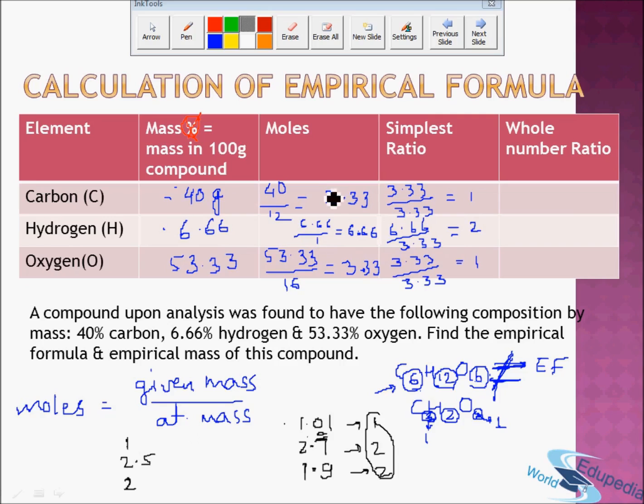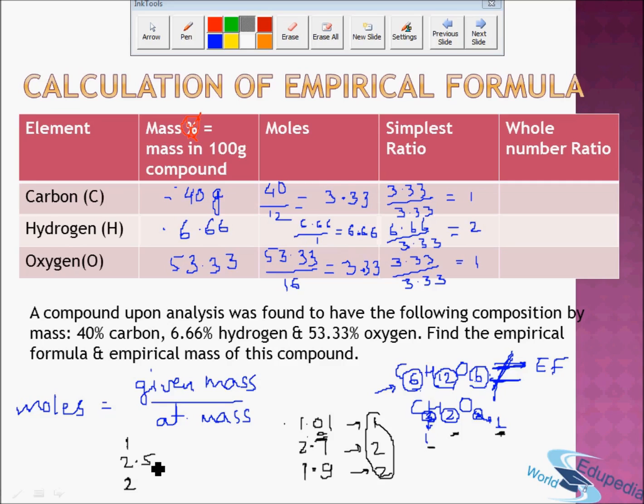Ultimately, what do these numbers represent? They are ratios. These numbers 6, 12, 6, 1, 2, 1 are nothing but ratios. So as long as I multiply all these numbers or divide all these numbers by a common factor, I'm not doing anything wrong with my empirical or molecular formula. So in this case, I multiply 1, 2.5 and 2 with a common factor such that all three are converted into whole numbers. So 2.5 needs to be multiplied with a number so that it gets converted into a whole number.